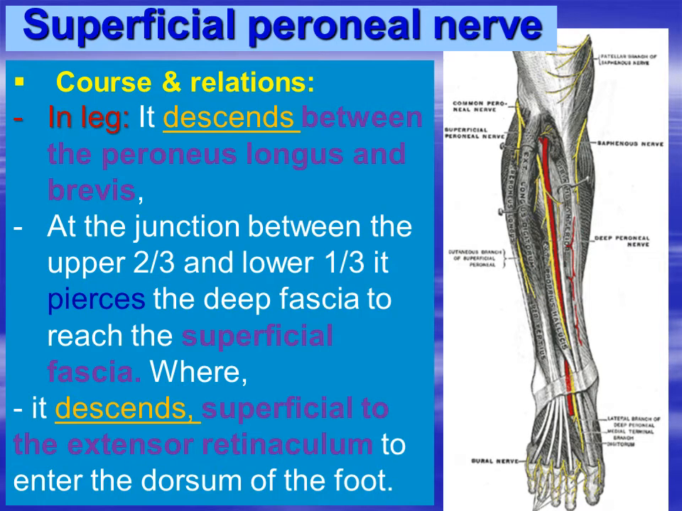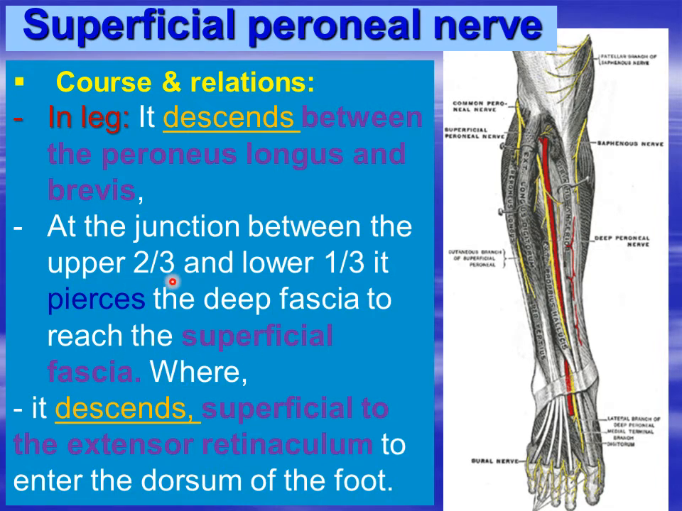The course and relation of the superficial peroneal nerve can be divided into a part in the leg and a part in the dorsum of the foot. In the leg, it descends first deep between the two peronei muscles, peroneus longus and brevis, in the lateral compartment of the leg, and then at the junction between the upper two-thirds and lower third, it pierces the deep fascia of the leg to reach the superficial fascia.